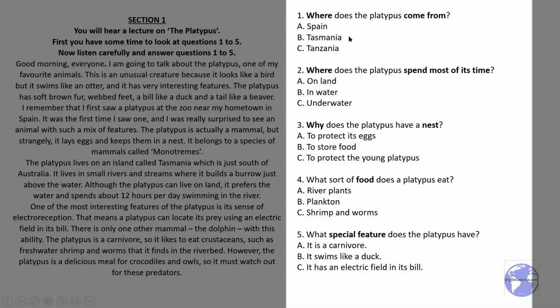If you look quickly at the answers, there are some distractors. Like in number 1, Tasmania and Tanzania sound quite similar. This is a typical distractor. Number 2, on land, in water, underwater, also distractors. Highlight the key words: come from, spend most of its time, nest, food, special feature.